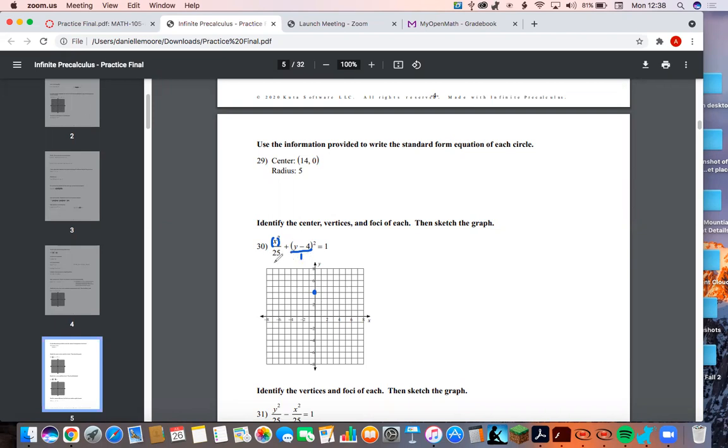So I see 25, but I'm thinking 5 squared. I see a 1, and I'm thinking 1 squared is 1. So from there, for the x's in the left and right direction, I'm taking 5 steps: 1, 2, 3, 4, 5, and then 1, 2, 3, 4, 5 the other way. That's how stretched out it is, left and right radius, sort of. And then 1 step up and down, up 1, down 1. And we have this kind of funny looking ellipse going on.